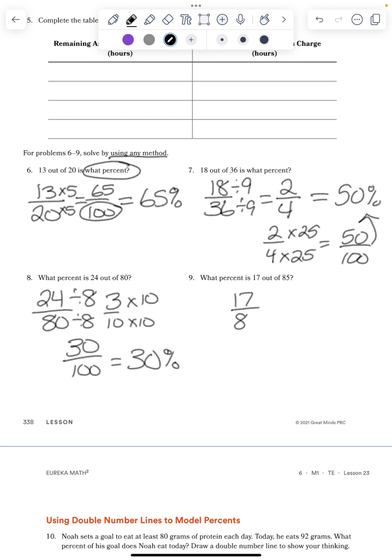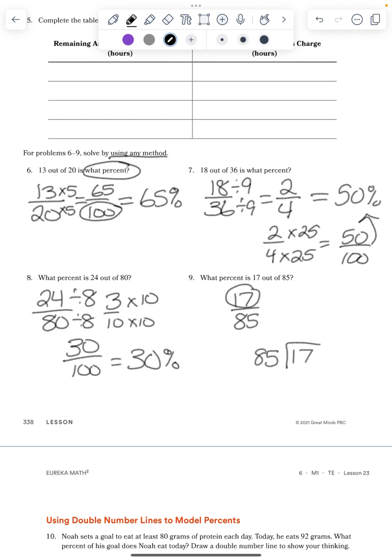17 out of 85. So if we get something like this, I know that 17 is prime. So there's nothing that I can multiply or divide by to get 100 easily with this type of problem. So when you get to something like this and you don't have a factor or a multiple that can help you get it to 100, you just divide.